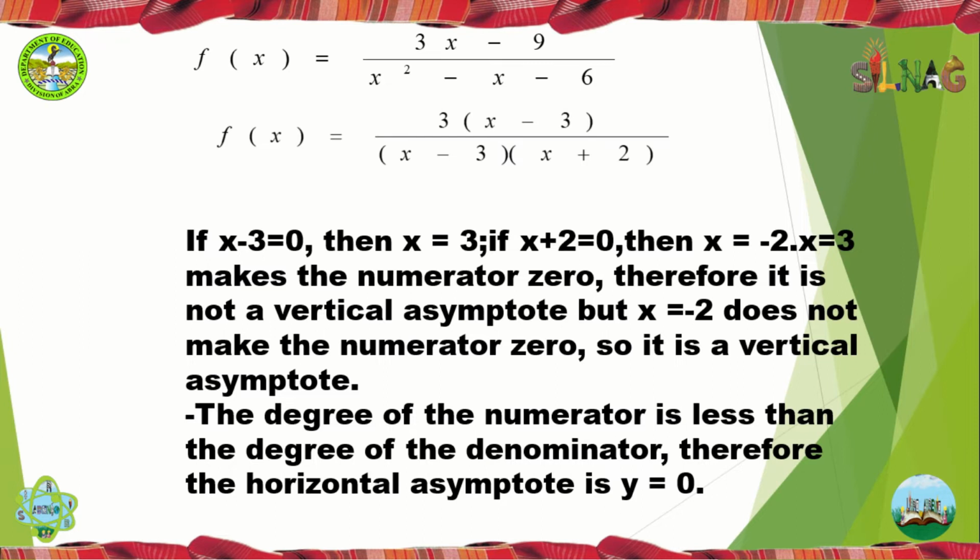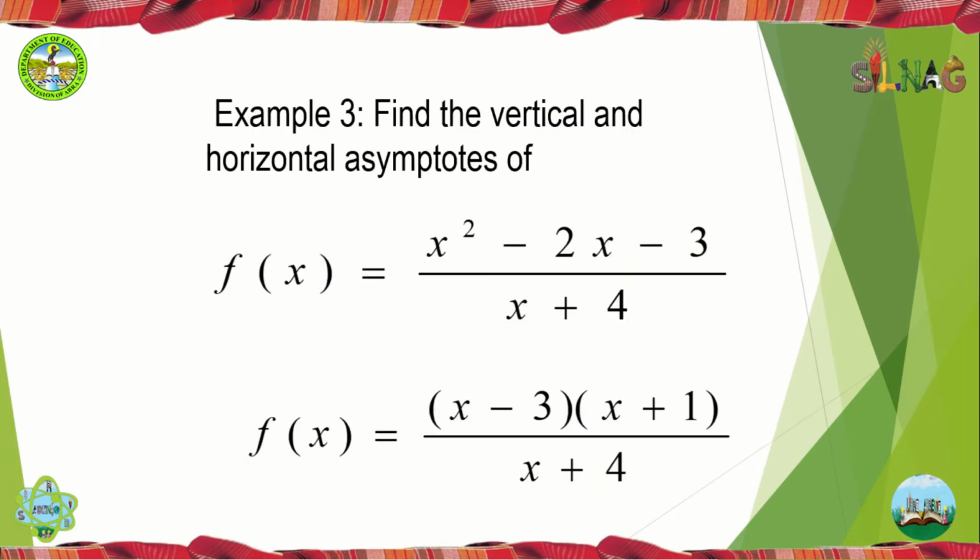Then the degree of the numerator is less than the degree of the denominator, because the degree of the numerator is 1 and the degree of the denominator is 2. So it is less than the denominator. So therefore, the horizontal asymptote is y is equal to 0. So let us have our example number 3.